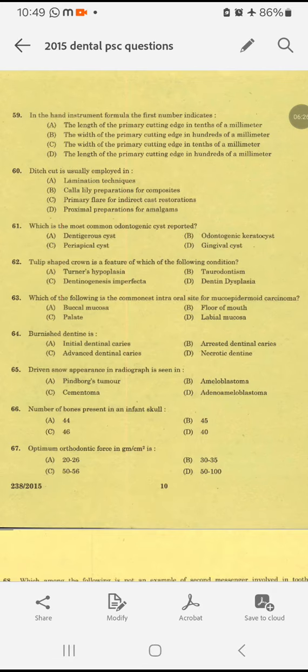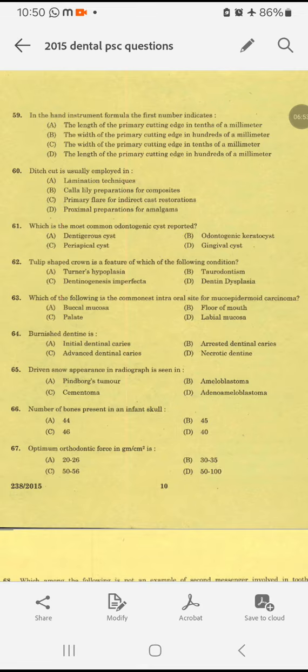62. Tulip shaped crown is a feature of which of the following conditions? Turner's hypoplasia, taurodontism, dentinogenesis imperfecta or dentin dysplasia. Tulip shaped crown is a feature in dentinogenesis imperfecta. Don't get confused with amelogenesis imperfecta. It is dentinogenesis imperfecta.